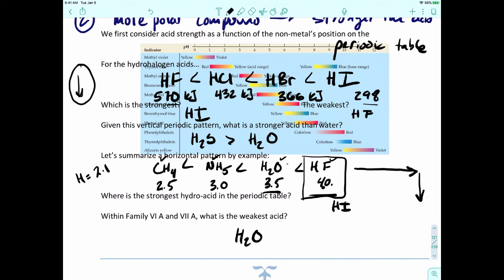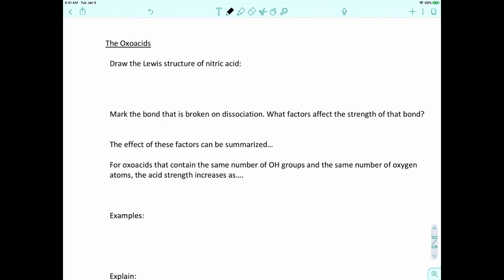All right. So that's one group of acids that we can look at when we're looking at acid strength. Another group of acids that we can look at are the oxoacids. So let's take a look at the structure of nitric acid. Nitric acid is going to look like this. You're going to have a nitrogen in the middle that's going to have a positive charge, connected to an oxygen that's double bonded.